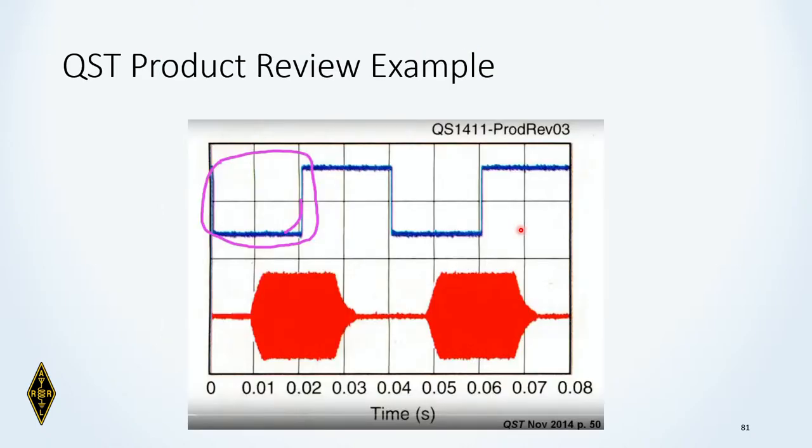So any QST product review that you see will normally give you a picture of the keying waveform. So that this is typical. This is your key going up and down. And this is the transmitted waveform. You notice there's a slight delay between these edges and what's going on here, a very tiny delay. So every radio that's reviewed in QST will normally have that.